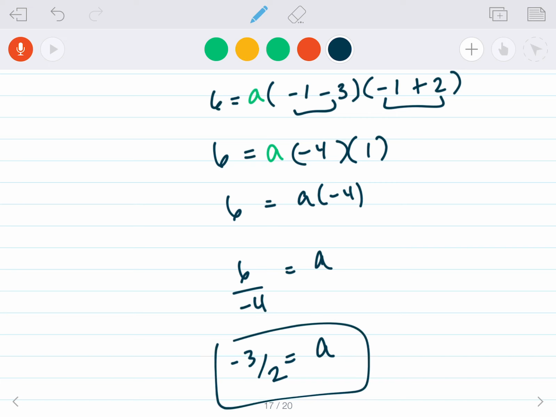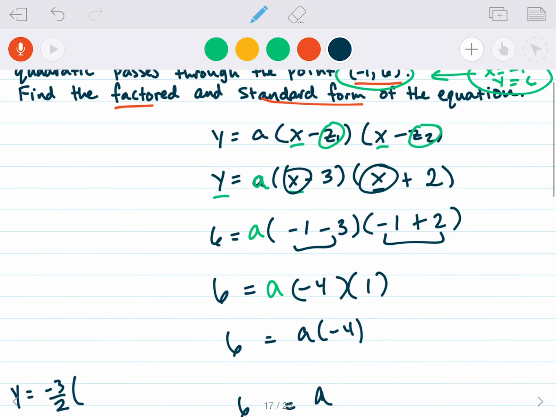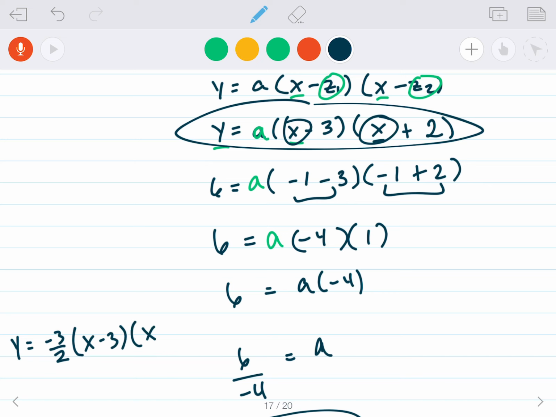So that's our a. So our formula in factored form is going to be negative 3 over 2 times, what did I say up here? x minus 3, x plus 2. Okay, so this is in factored form.